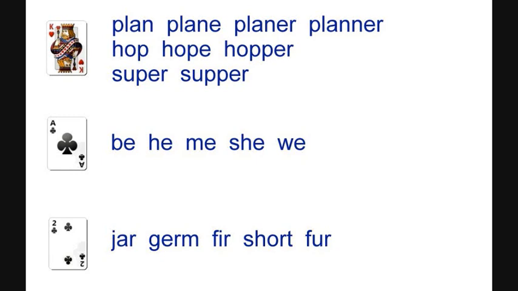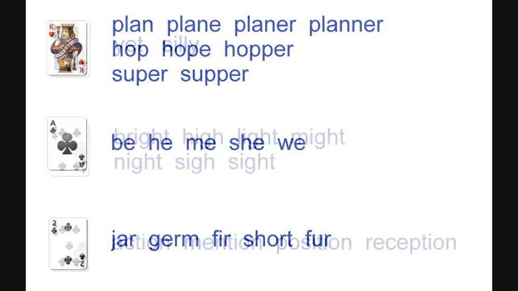Some words have a vowel followed by the letter R. Look at the two of clubs. The words are jar, germ, fir, short, fur. Notice that the first fir sounds like the second fur, even though they're spelt differently. The first one is a type of tree, and the second is the hair that grows on animals.